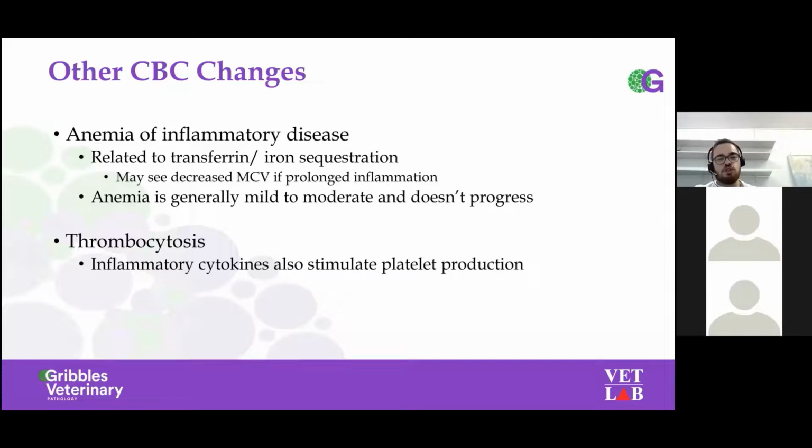And because it's a fairly controlled process by the body, the anemia tends to be mild to moderate and doesn't progress unless you have other causes of anemia that are contributing concurrently. And then for our thrombogram, a thrombocytosis is very commonly seen with inflammation as well. Basically, inflammatory cytokines that mediate inflammation can also stimulate platelet production.